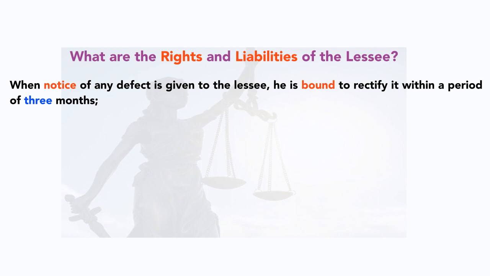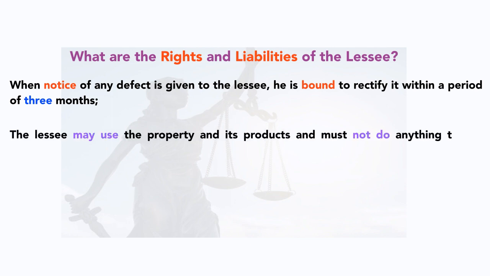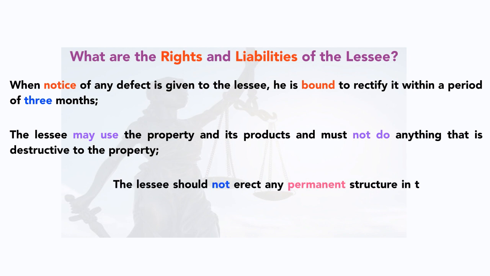The lessee may use the property and its products and must not do anything that is destructive to the property. So you are allowed to enjoy that property, but you are not allowed to misuse that property that may damage it. The next point is, the lessee should not erect any permanent structure in the property without the consent of the lessor. So if you want to construct something based on your convenience, then without the consent of the owner or lessor, you cannot do that. Only after getting the consent or permission, you can do that.